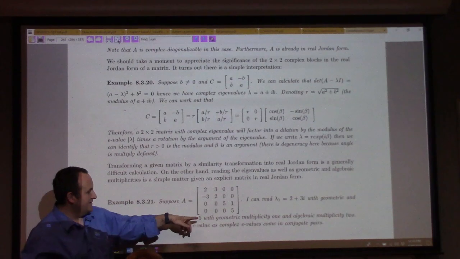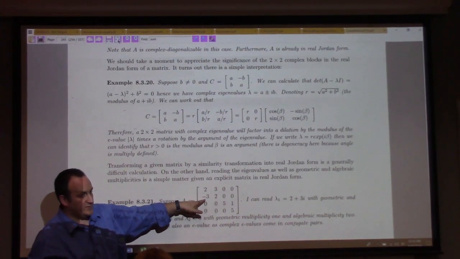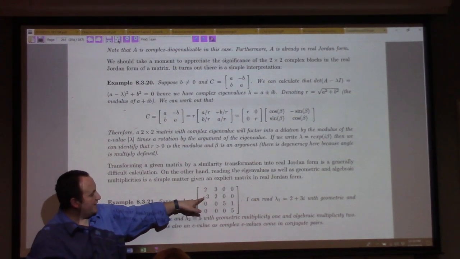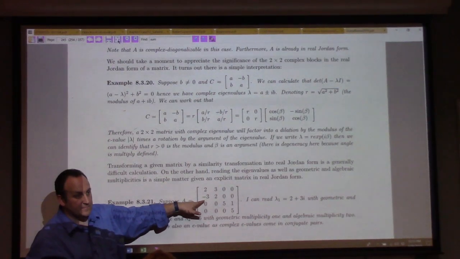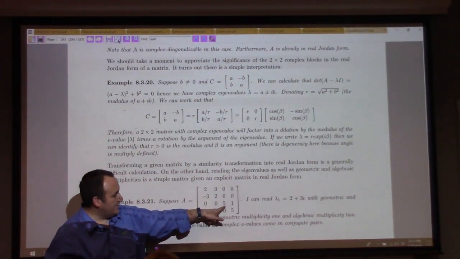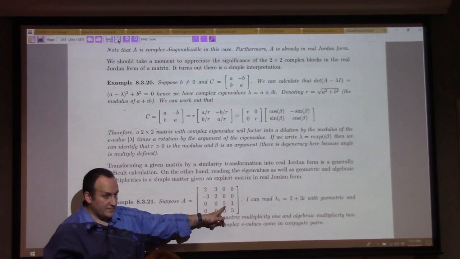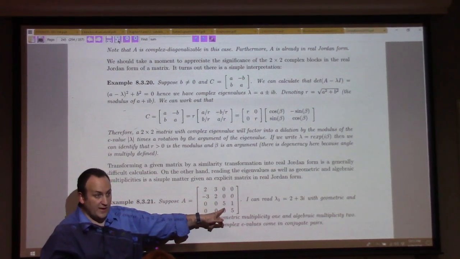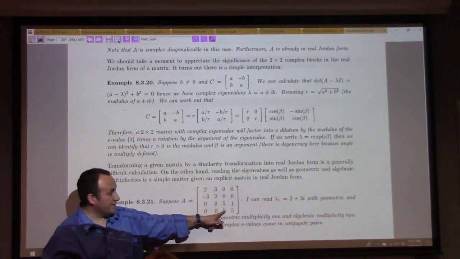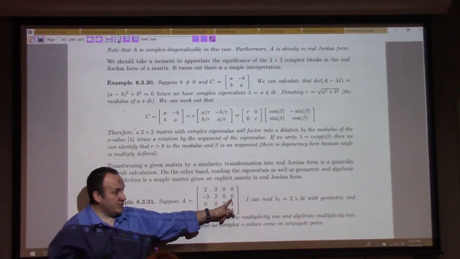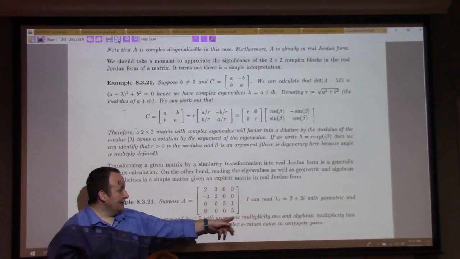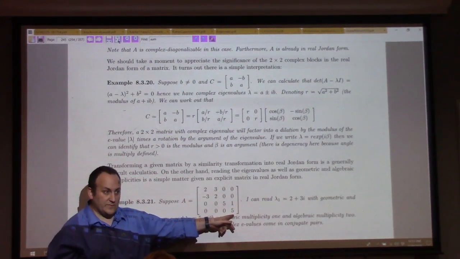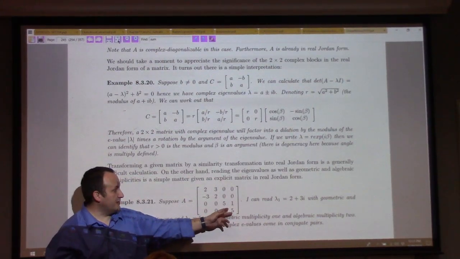So this is the real Jordan block with complex eigenvalue 2 plus 3i. And this says that you have real eigenvalue 5, geometric multiplicity 1, algebraic multiplicity 2 for eigenvalue 5. Because we have a 2 by 2 Jordan block, which means there's just one eigenvector and one generalized eigenvector. So the algebraic multiplicity is larger than geometric multiplicity.